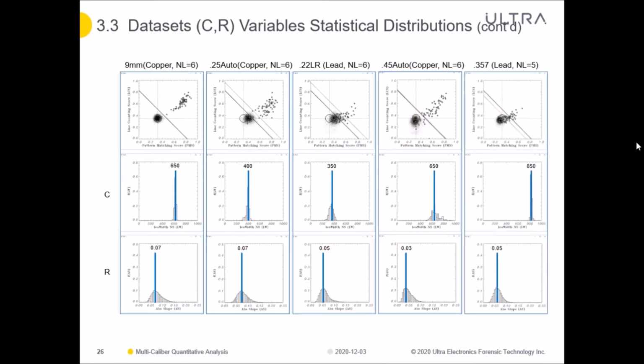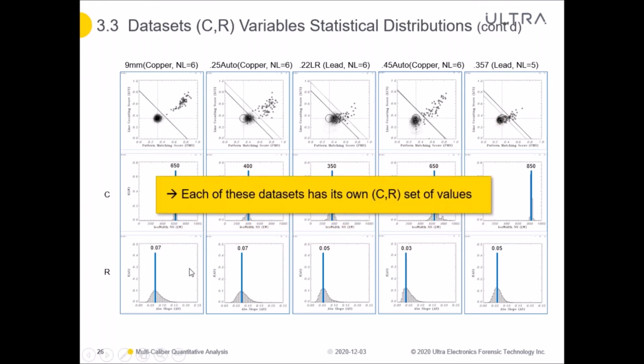For 357, we have much higher lead width value. We have a slope that is about the same as 22, and we have 5 leads instead of 6. The consequence, we have lower pattern matching score, and we have lower line counting score. But still, each of these datasets has its own CNR set of values.